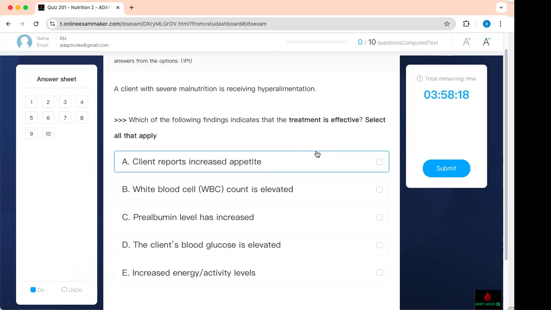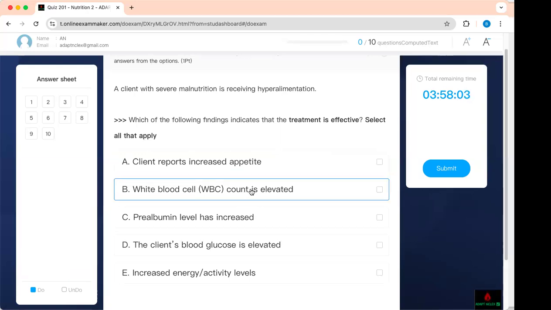White blood cell count is elevated. Those are traps. I put the elevation there. You think, oh, that shows that the patient is responding. But guess what? If you're on TPN and your white count is elevated, this is infection, a complication of TPN.